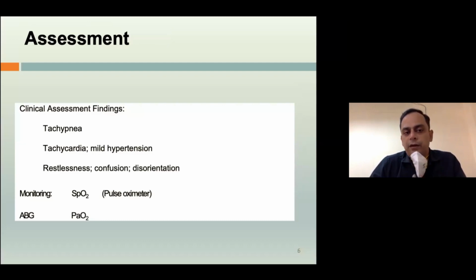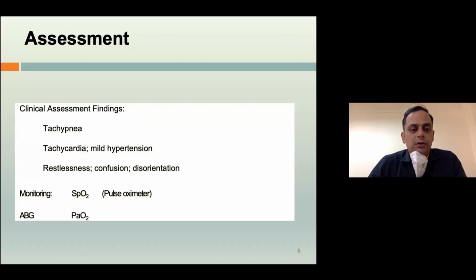Assessing a patient includes two or three things. First of all, we should clinically assess the patient and see whether the patient has tachypnea, tachycardia or hypertension, and how the patient's sensorium or mentation is. If he is getting restless or confused, or there are signs of disorientation, it means the patient is becoming severely hypoxemic.